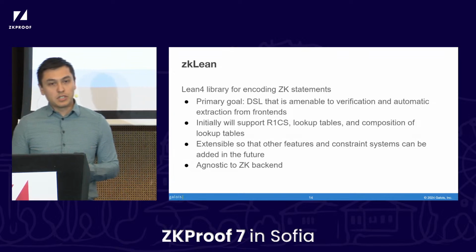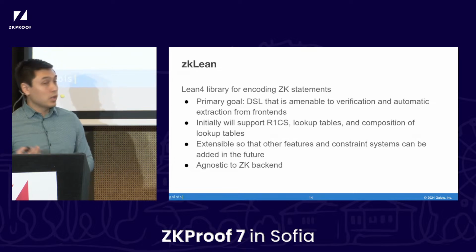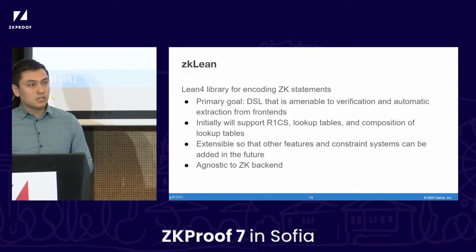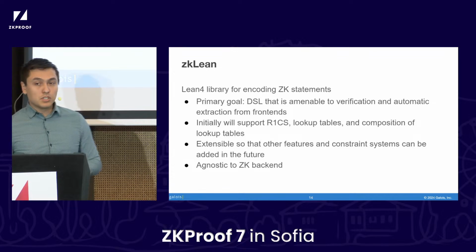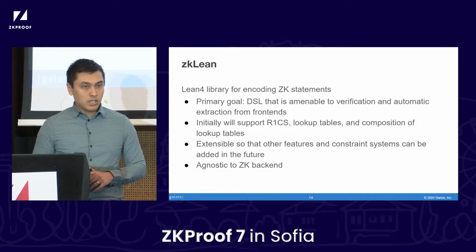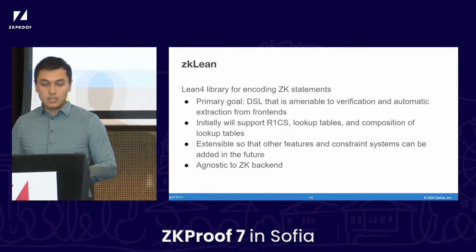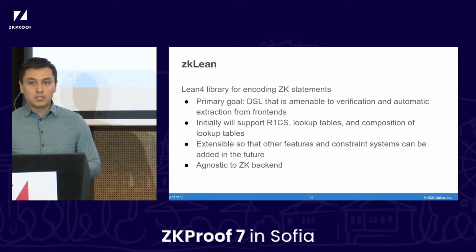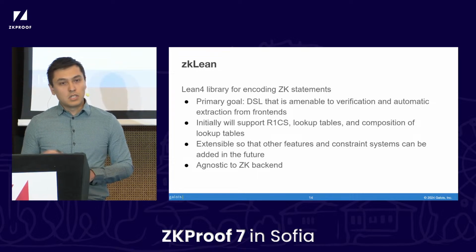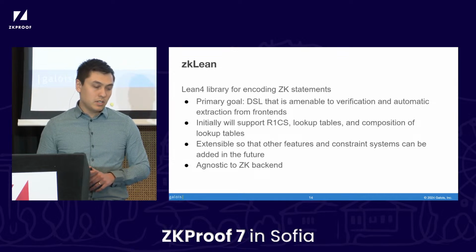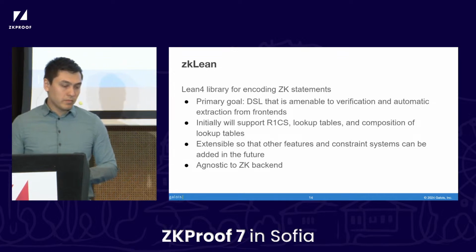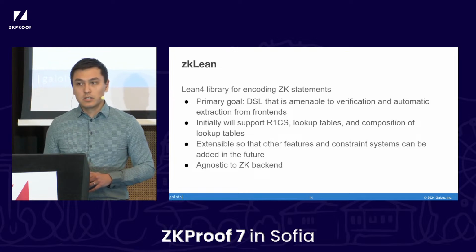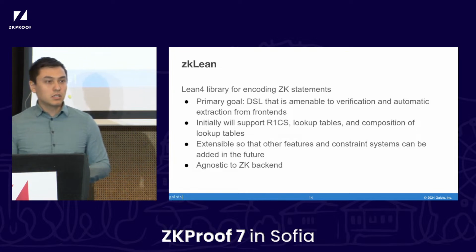Initially, we're supporting the systems that Jolt requires. So again, this is our own CS, lookup tables, and the composition of lookup tables. And the goal is to make the language easily extensible so that you can add other features that other backend systems might require. And I think already today we could probably support most systems like Plonk or whatever your favorite backend is.